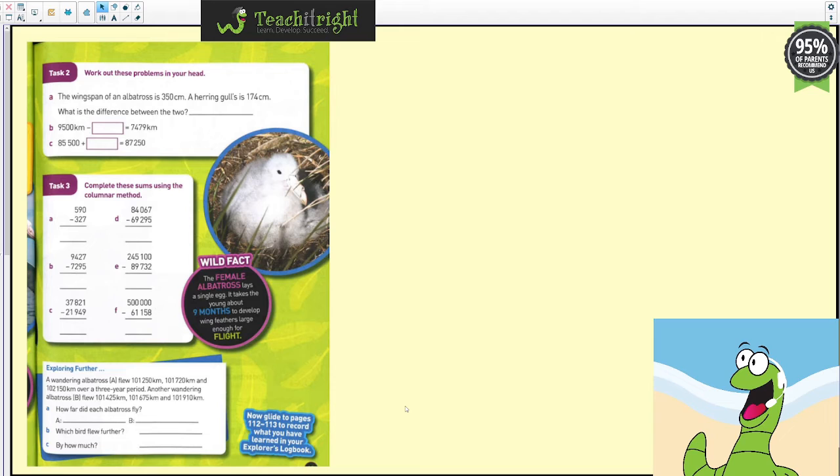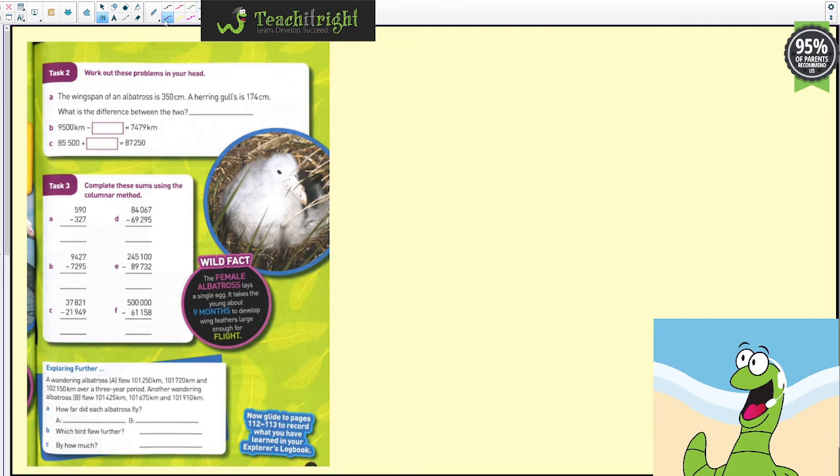So for here, I suggest work your way through task 2, then come back and check in with me, and then we'll do 3, and then we'll do the exploring further, exactly the same as before, and that way you can just keep checking in. So pause the video now. When you're ready, we'll run through task 2 together.